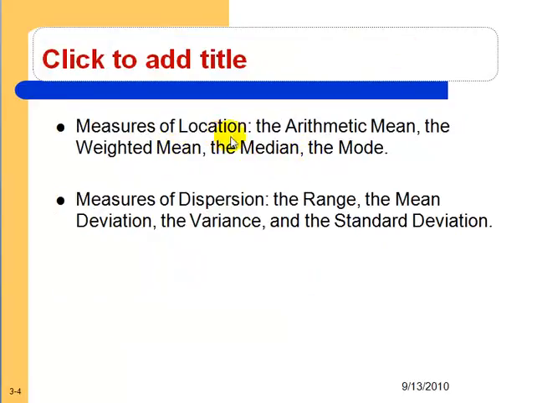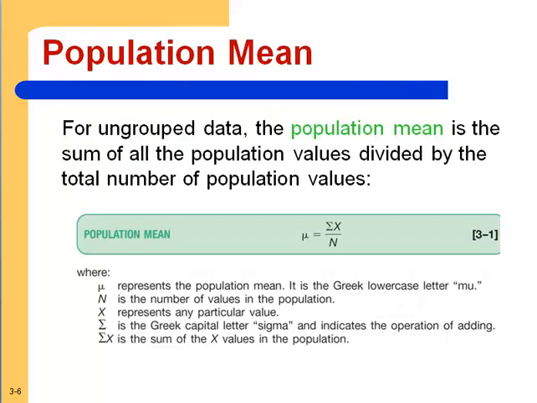About the measures of location, we're going to learn the arithmetic mean, the weighted mean, the median, and the mode. All of these measures help us find the center of the data. For measures of dispersion, we're going to learn the range, the mean deviation, the variance, and the standard deviation.